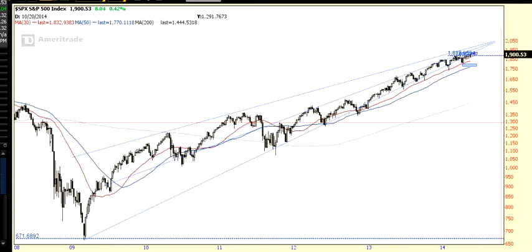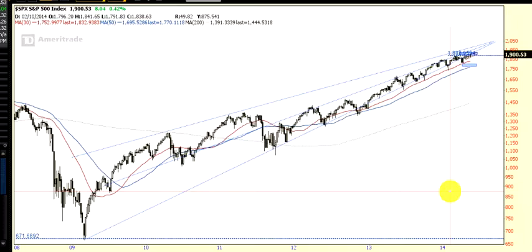What I have on the screen here is the same chart we've been looking at for a while. This is the bull market since the March 2009 low, and as we've talked about before, it's trading inside of what we call a Rising Wedge. You can go back to some previous videos if you want to hear more about the Rising Wedge.